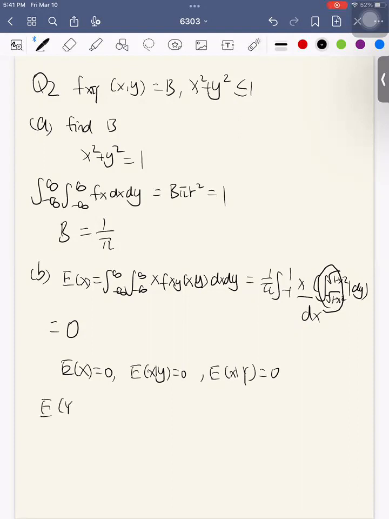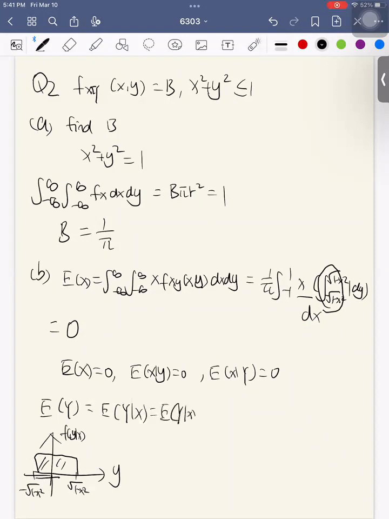For E[Y], let's see the graph first, which looks like that. We have two regions. One is on the left, one is on the right. So we can see that they are symmetric with each other. So now we can see E[Y] and E[YX] are all equal to 0 due to the symmetric property. Now let's look at E[XY].